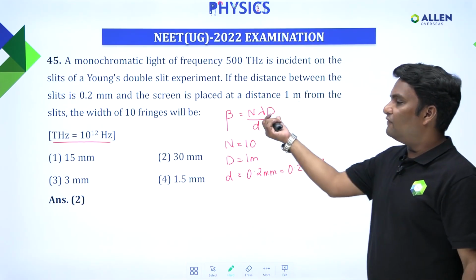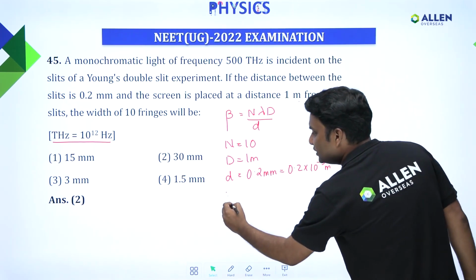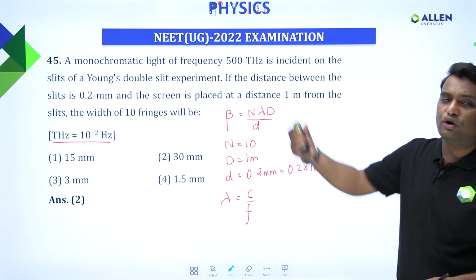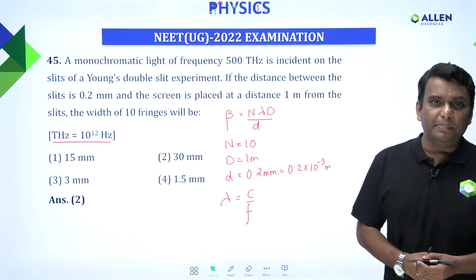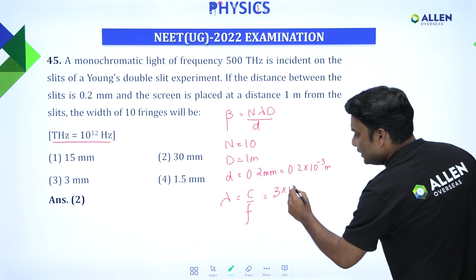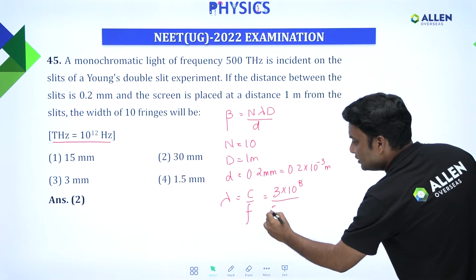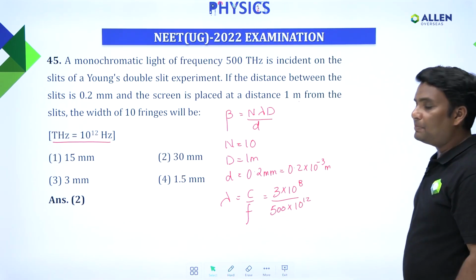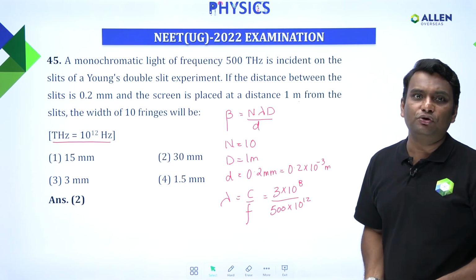Now the only thing they haven't given us directly is the wavelength. So we know that wavelength we can write as c by f, where c, since we are talking of light, is the speed of light, that is 3 into 10 power 8 meter per second. So we are just going to substitute that value here, 3 into 10 power 8. And what's the frequency? It's been given to us as 500 terahertz, that is 500 into 10 power 12. Now we got the value of lambda. I think we just need to substitute in the formula.